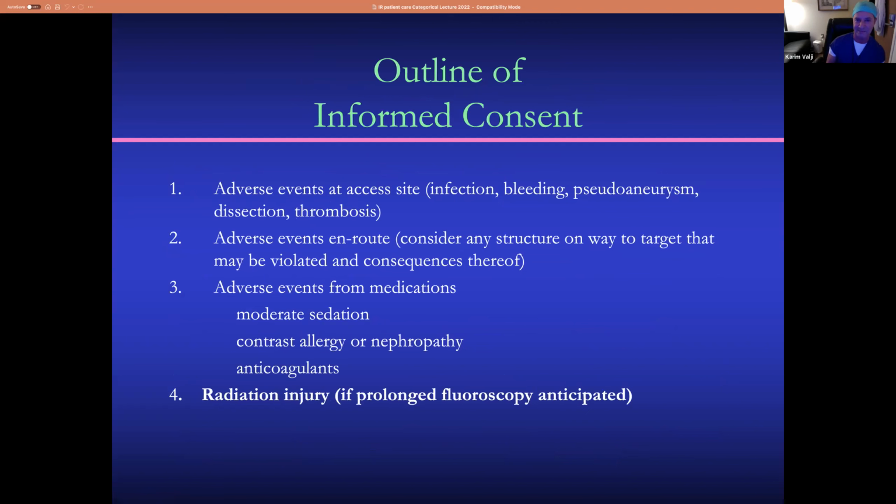So what do you say? Well, here's how I do it. Still, it's basically 3 points plus 1 point occasionally. Number one, adverse events at the access site. So it's like, where am I gonna enter the skin? What bad thing can happen where I enter the skin?